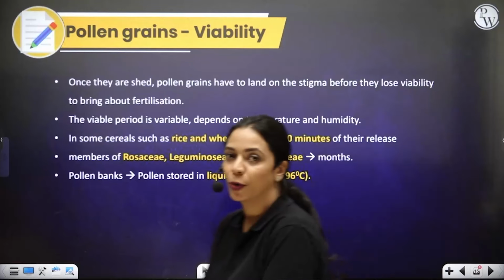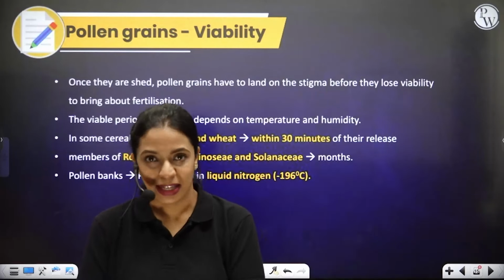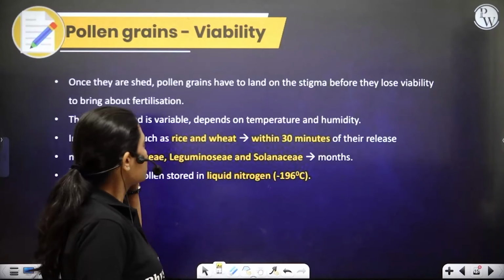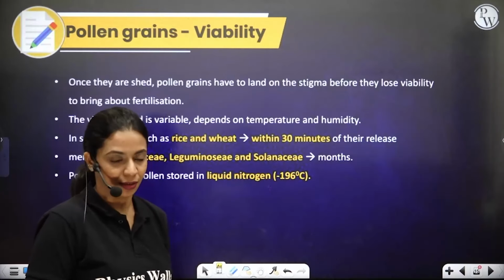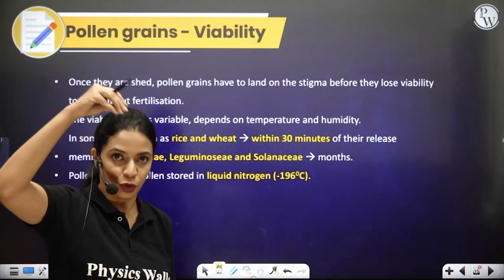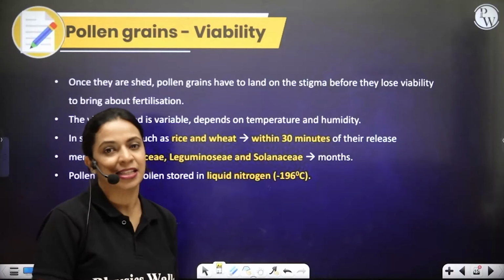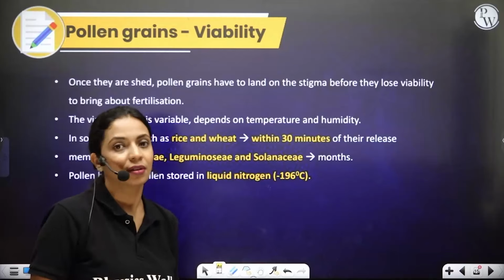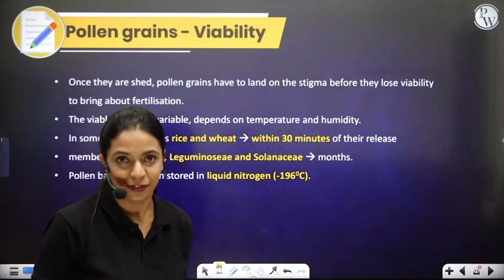Now let's talk about pollen viability. The pollen grains carry the male gametes within them, right? So once the pollen grains are released from the anther, they are supposed to land on the stigma and form a pollen tube inside the style and release the male gametes into the embryo sac of the female. For that, they will have to retain their viability.